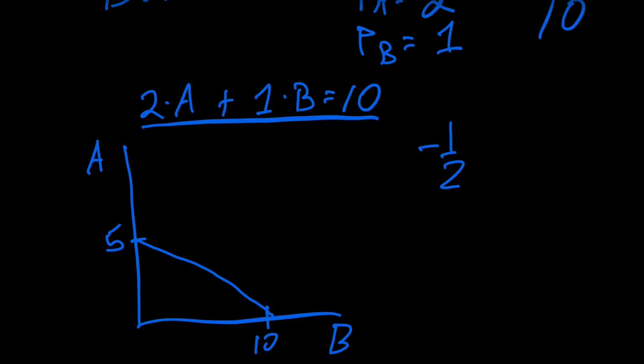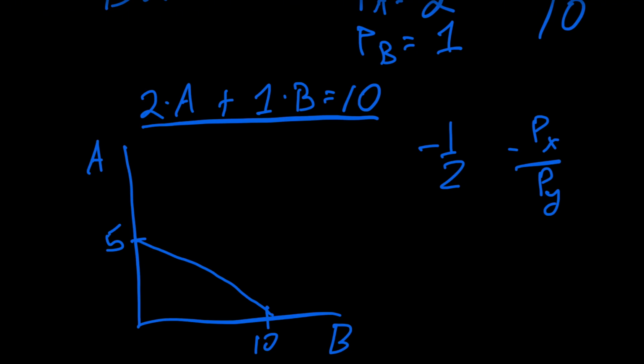Another way that you could end up writing this is minus p of the x-axis over p of the y-axis. And if you see how that works, we've got the price of bananas is 1 and the price of apples is 2, so that's how we get this minus 1/2. Okay, so that's the slope there.